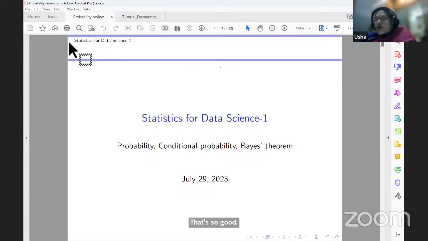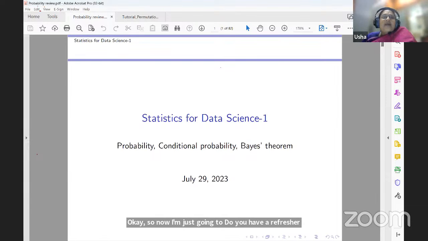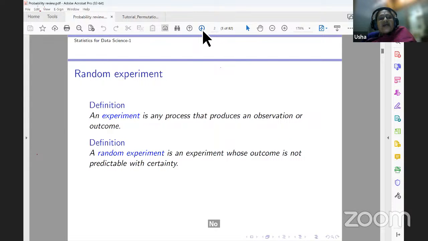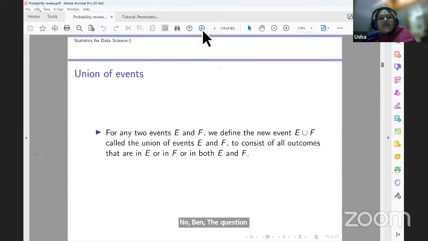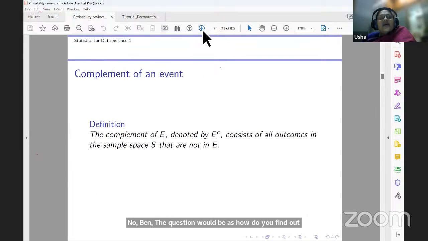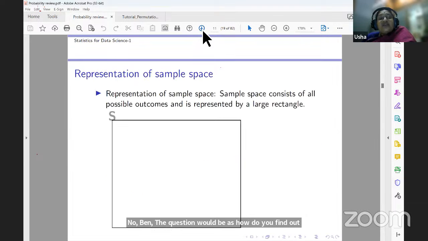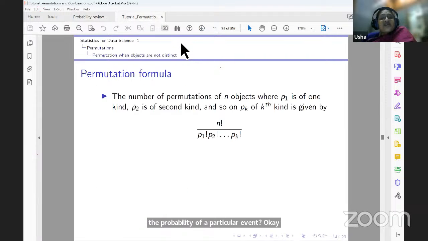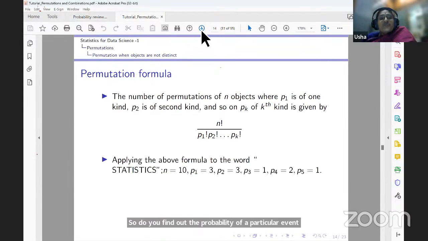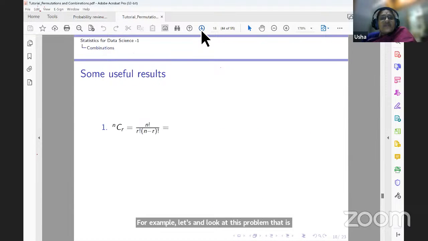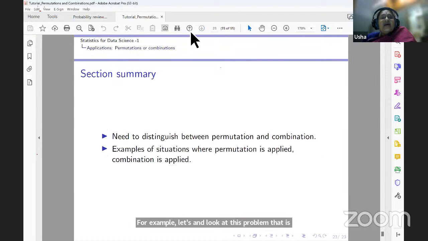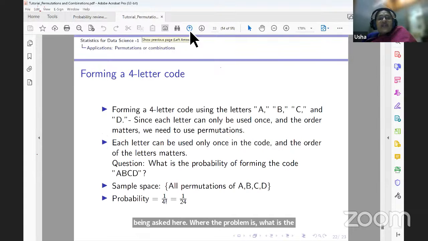Okay. So now I'm just going to give a refresher at a conceptual level again on probability. Whenever you are asked a probability question, the question would be how do you find out the probability of a particular event? So I need to understand what is the event. For example, let's go back to this and look at this problem that is being asked here, where the problem is what is the probability of forming the code ABCD?